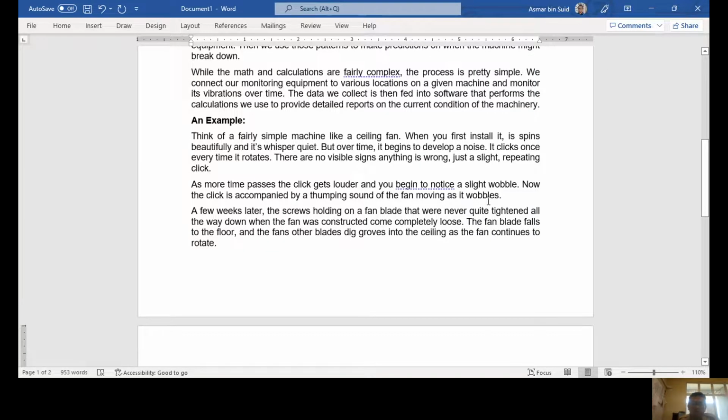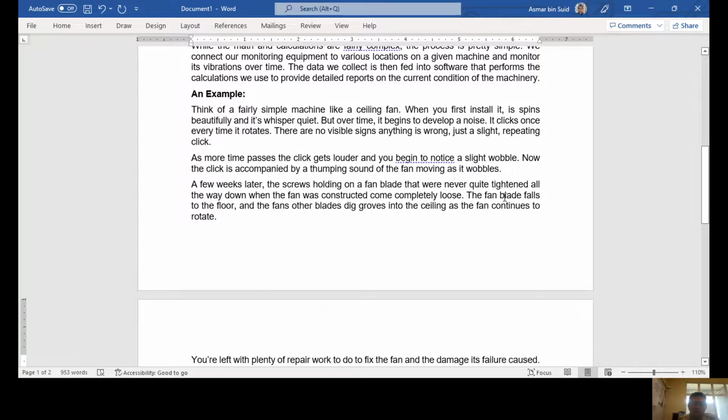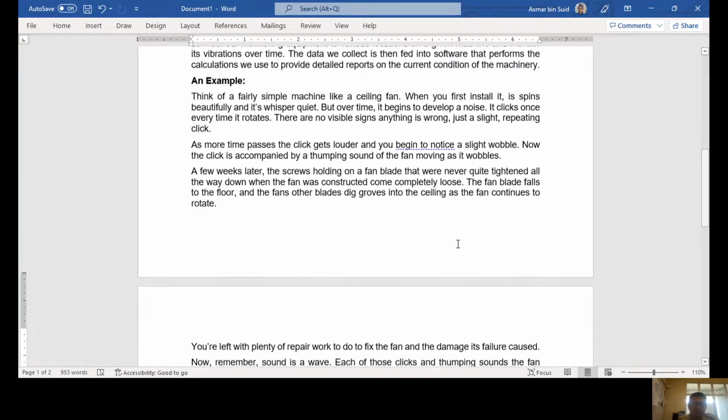As more time passes, maybe another 2 or 3 years, the click gets louder and you begin to notice a slight wobble. The fan is starting to wobble. Now the click is accompanied by a thumping sound of the fan moving as it wobbles. Whoop, whoop, whoop. Harder sounds. A few weeks later, the screws holding on the fan blade that were never quite tightened all the way down when the fan was constructed come completely loose. We didn't realize it before, we didn't visualize it before, but the screws were loose. Then the fan blade falls to the floor and the other fan blades dig grooves into the ceiling as the fan continues to rotate.